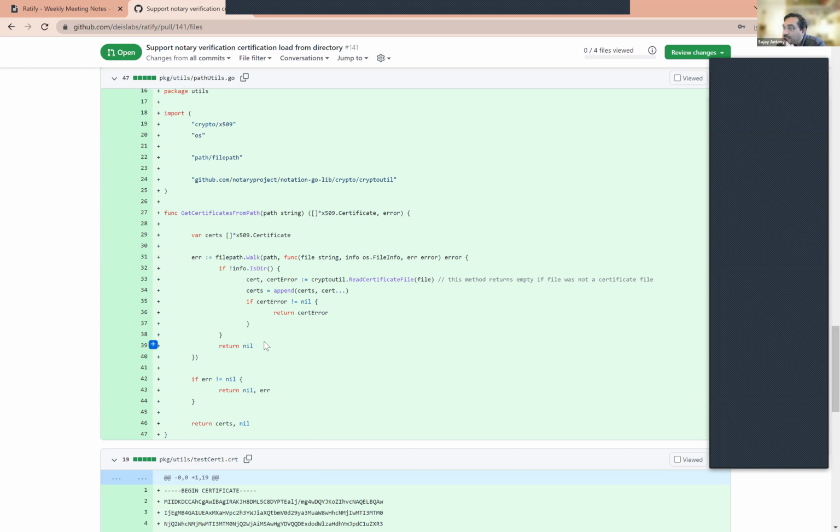Sounds good. Quick question. Yep, go ahead. You're appending; you want to append only if there is no error, right? Yes. So move this to after the if. Sure, I'll change that. Okay.